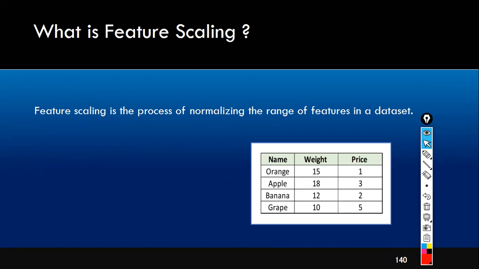For example, if you see the below table, we have name, weight, and price. Looking at weight and price, the weight values are large, and price has just one digit, whereas the weight is much more.